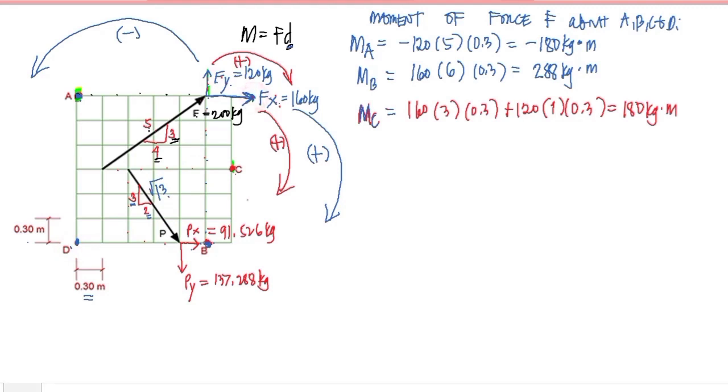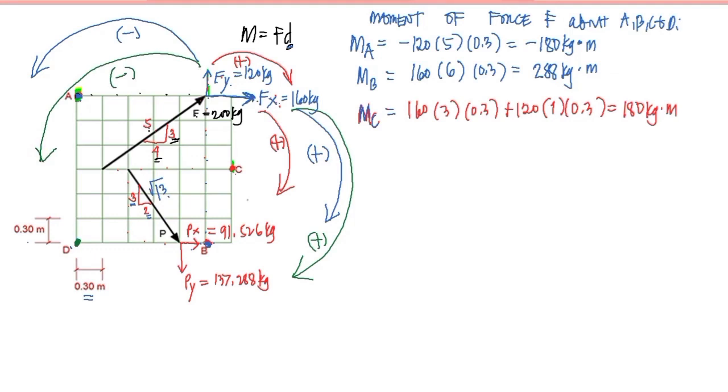So, for Fx, if we take point D, that is our moment center. So, Fx will rotate clockwise with respect to point D, and this will be positive. And the Fy here will rotate counterclockwise, and this will create a negative moment.